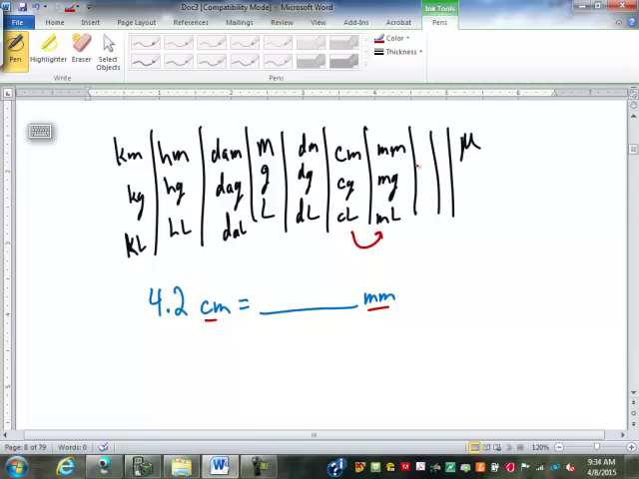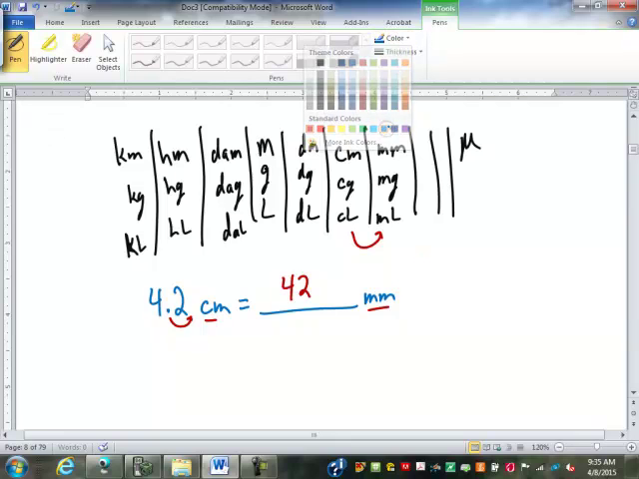Now we said every spot is either multiplying or dividing by 10. Since the unit's getting smaller, the number has to get bigger, so here we have to be multiplying by 10. Well, when you multiply by 10, what does it do to the number? Just moves the decimal point over a spot. So that becomes 42 millimeters. There you go. So really, the net effect is that every spot on the chart is just moving the decimal point one spot in the same direction.